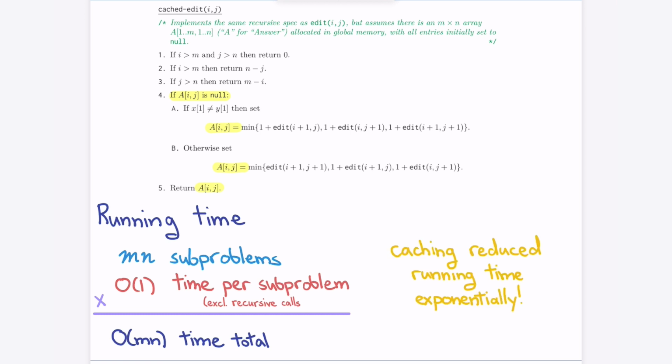So adding caching, saving your answers, took your exponential running time and turned it into a pretty decent polynomial time algorithm. In fact, we have reason now to believe that you can't actually do faster than this. If you did much faster by a polynomial factor, then we'd get a much faster than brute force algorithm for a problem called SAT. That'll come up later. Anyway, it's kind of interesting. So we think this is actually best possible for this particular problem.